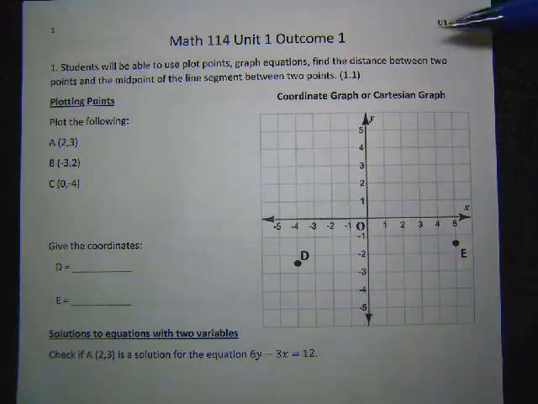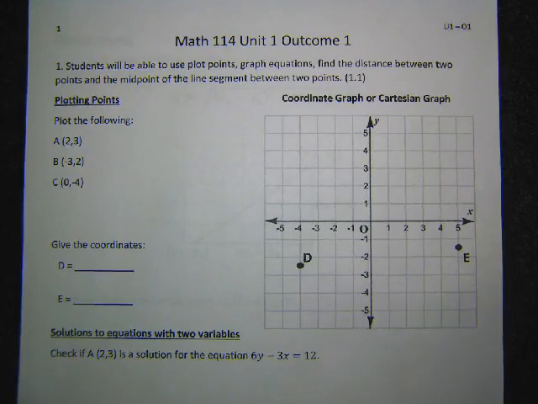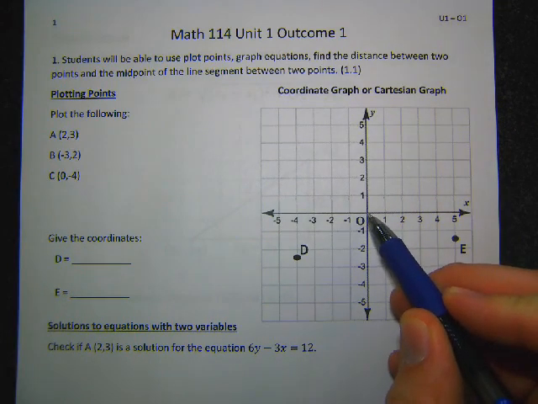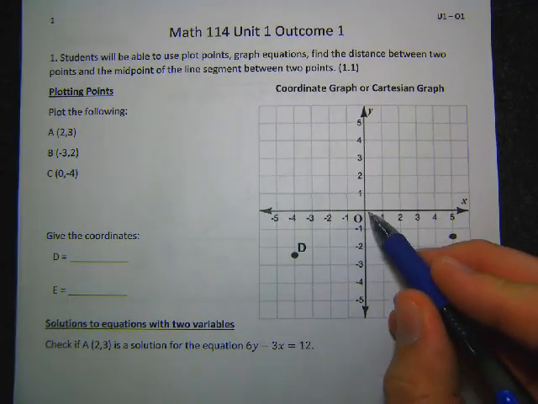We're going to plot on the coordinate graph or the Cartesian graph, just different names for the same thing, also called the 2D plane. So it's the XY plane where X is the horizontal axis, Y is the vertical axis. We call this point right here in the middle the origin. When we graph, we always graph starting from the origin.